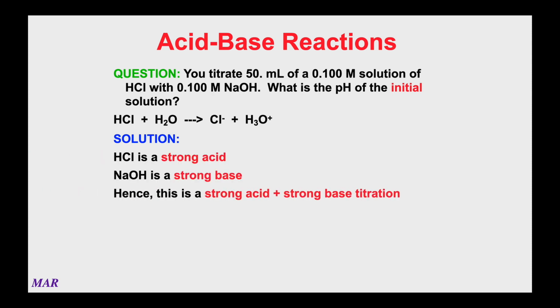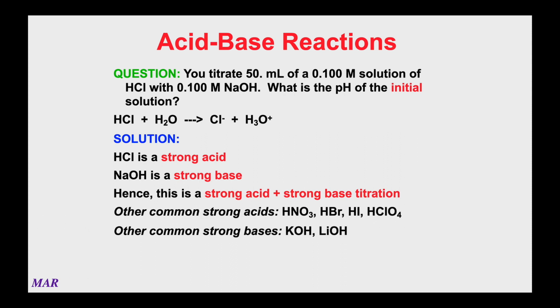Well, HCl is a strong acid, NaOH is a strong base. This is an SA plus SB titration because we're starting with an acid. We haven't added any base yet. So it's going to be the initial region of the strong acid plus strong base titration. And if you have just a strong acid, pH equals minus log concentration.